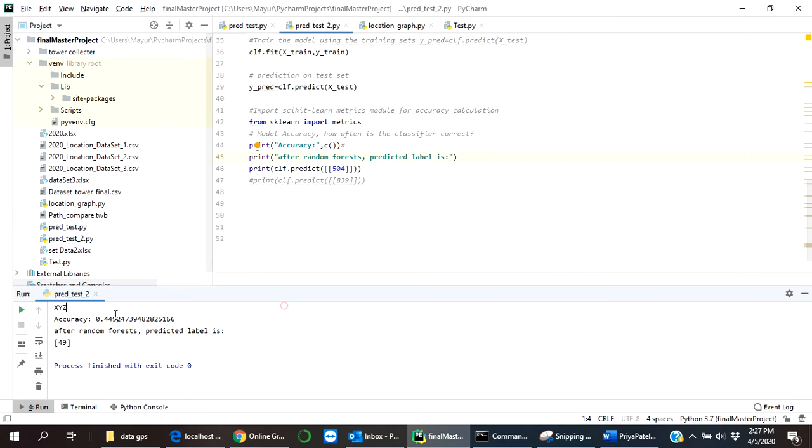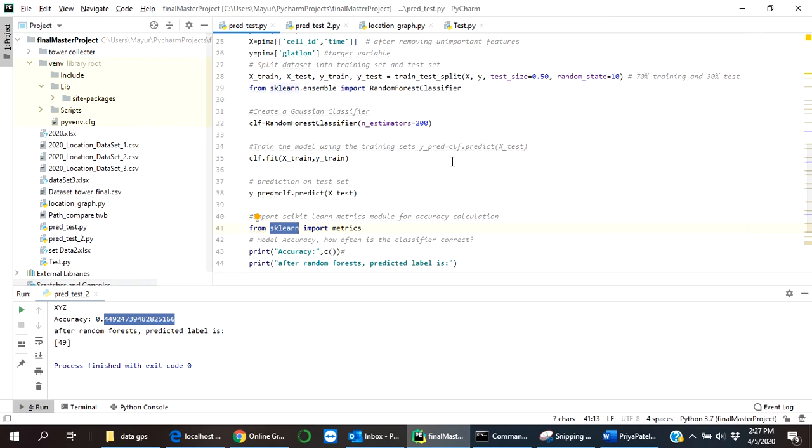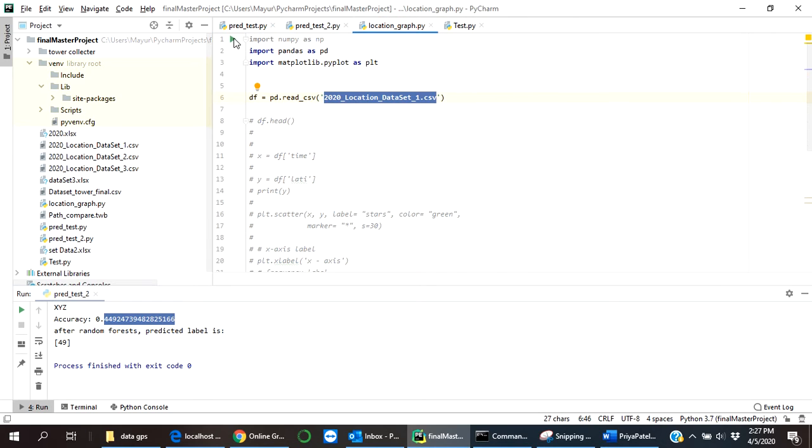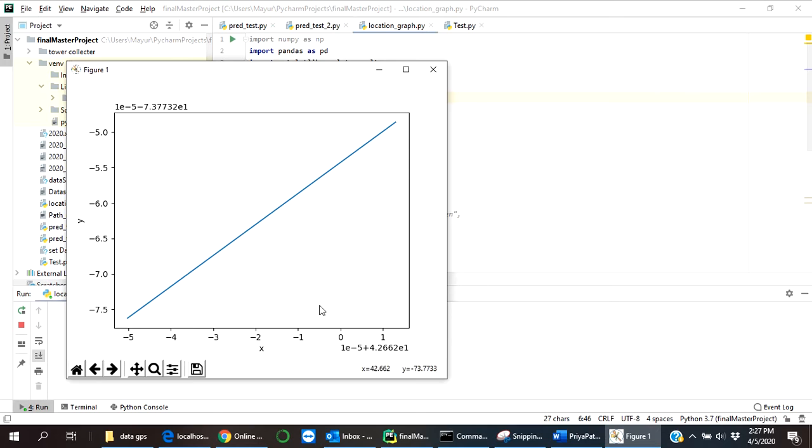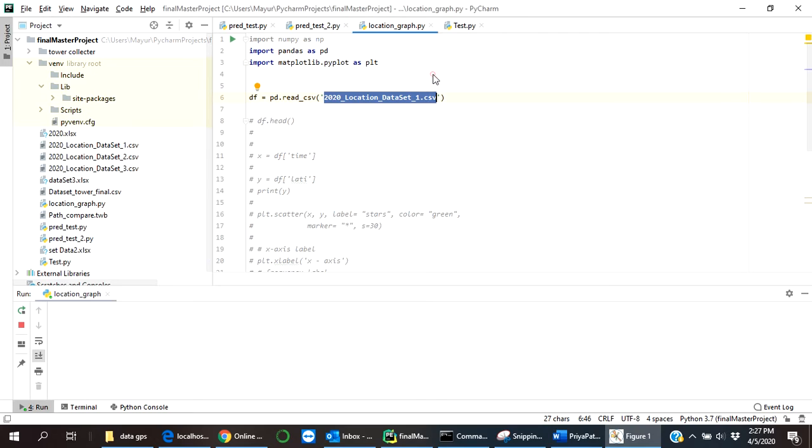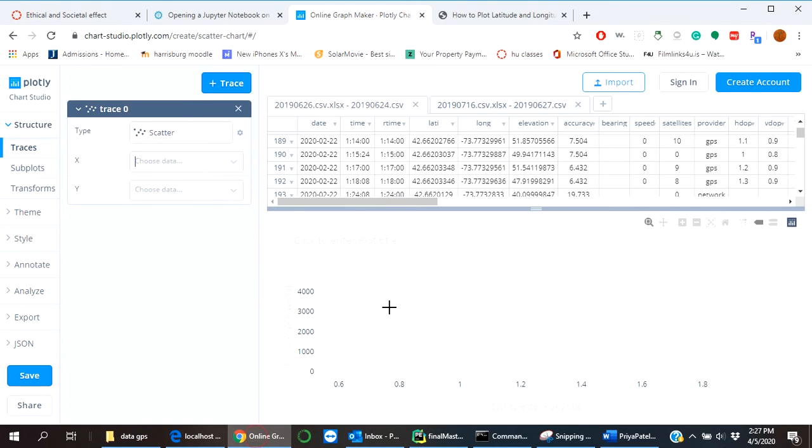Here you can also see that prediction test number 2 has an accuracy of nearby 0.44, while prediction test number 1 has an accuracy of nearby 0.9. After that I have also drawn a chart which shows a longitude latitude ratio that is increasing. And I also plot one graph.